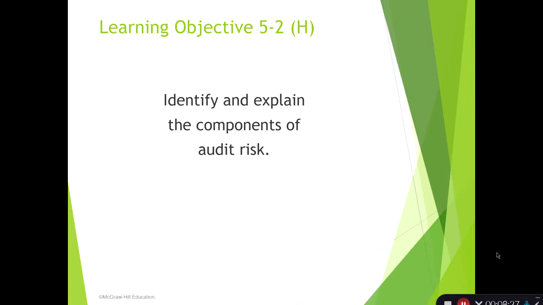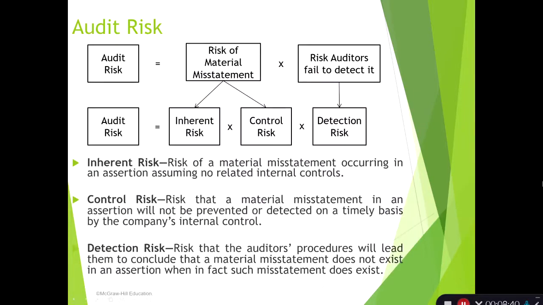Okay, so next is thinking about the components of audit risk. We've talked a little bit about audit risk, defined it. Now let's think about what makes up the risk that we're going to get the opinion wrong. Okay, and so it's a little bit of a busy slide, but ultimately the audit risk is the risk that there is a material misstatement times the risk that we as auditors fail to detect it. Okay, so we can break out that risk that there is a material misstatement present in the financial statements before the auditors do their work into two parts.